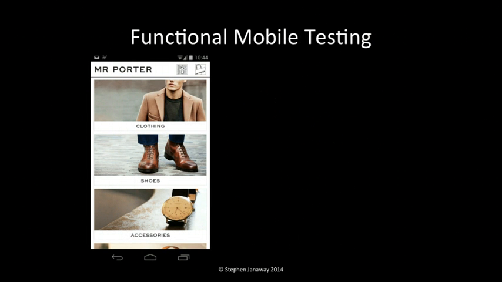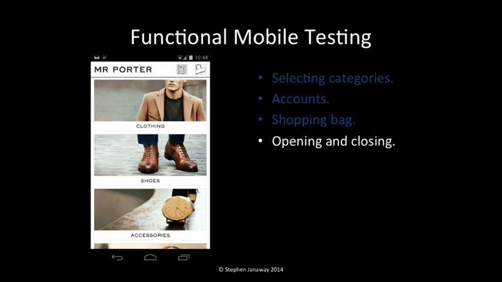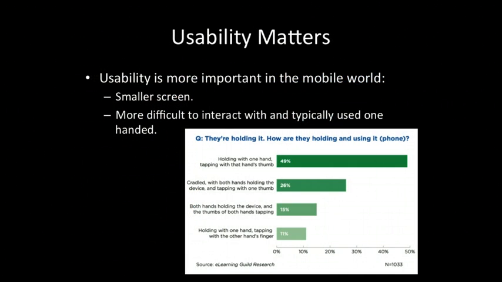The good news, particularly if you're coming to mobile testing from, say, web testing, is there's a lot that you can carry over. And particularly, let's look at a typical kind of functional aspect. Let's look at this. This is the Mr Porter shopping application. So if you're looking at this and you're thinking, we could be testing whether I could select those categories. Maybe there's an account section in here. There's a shopping bag, so maybe I'll test that shopping bag, test whether that works okay. I'll open and I'll close the app, and I'll look at the images. All of these sorts of things, equally important.